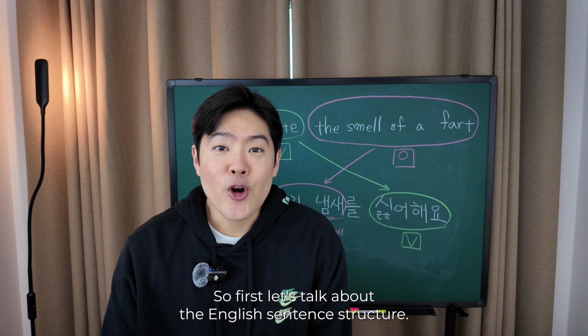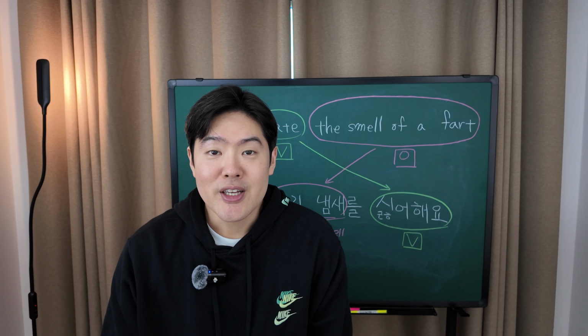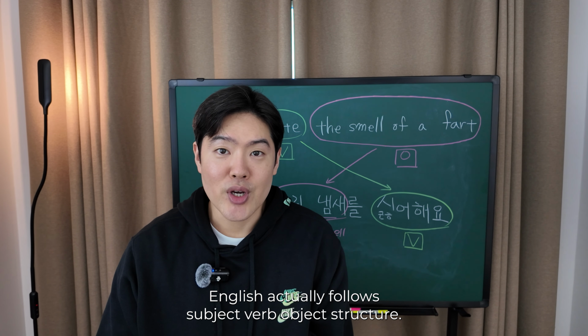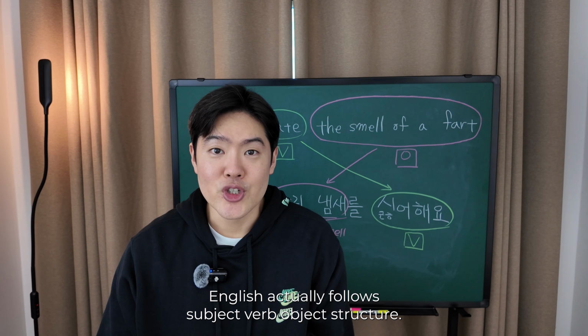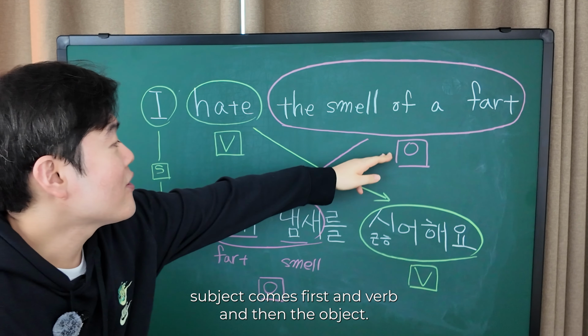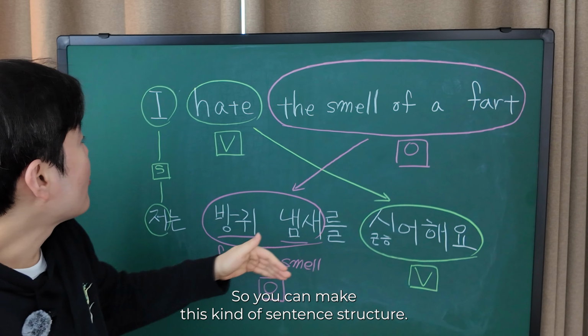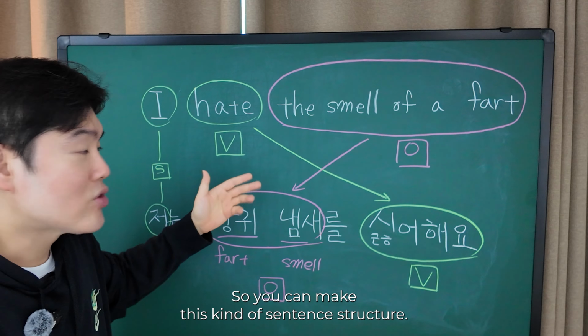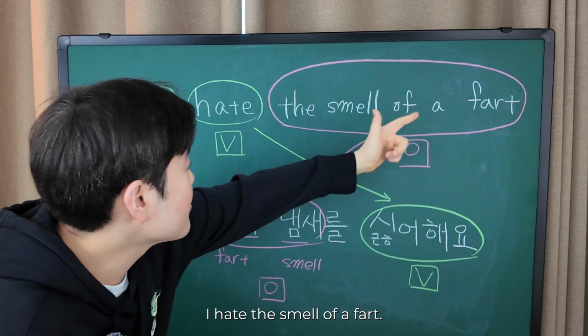So first, let's talk about the English sentence structure. English actually follows the subject, verb, object structure, right? So let's talk about this one. Subject comes first, and then the verb, and then the object, right? So you can make this kind of sentence structure. I hate the smell of a fart.